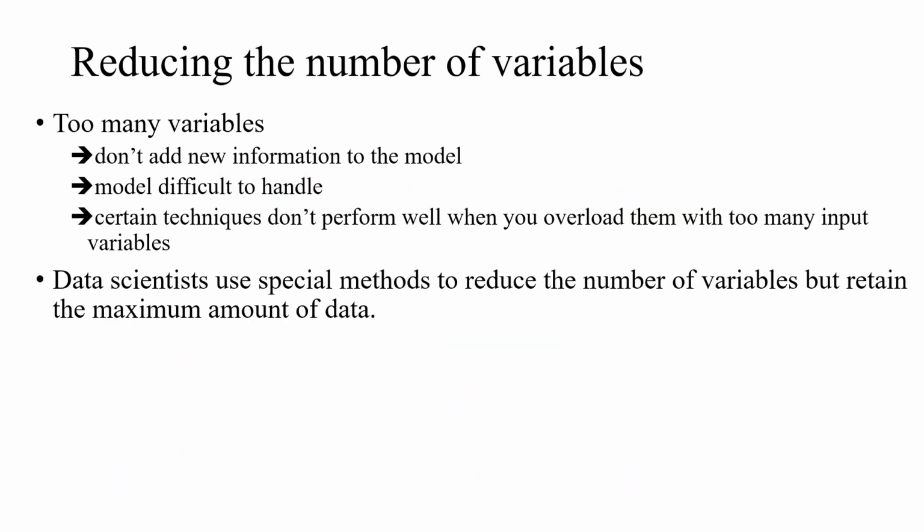Then reducing the number of variables. Too many variables don't add new information to the model and make it difficult to handle. If you have more variables, it is very difficult to handle, and certain techniques may not perform well if you are loading the system with too many variables. So data scientists use special methods to reduce the number of variables, but they retain the maximum amount of data because the data should not be lost.